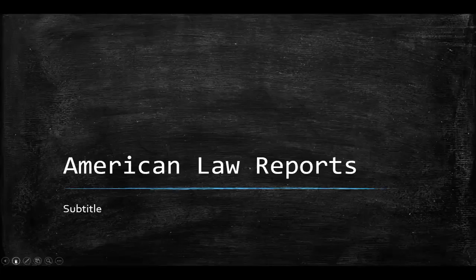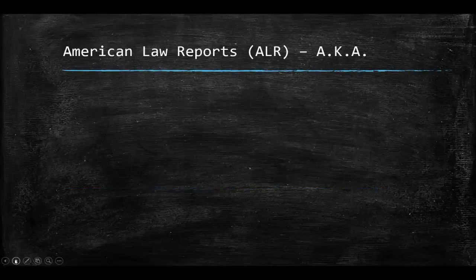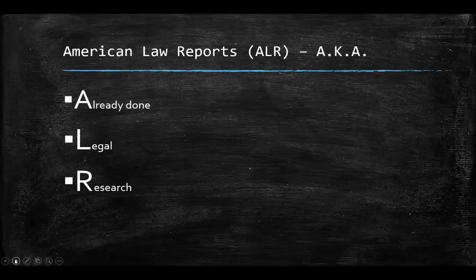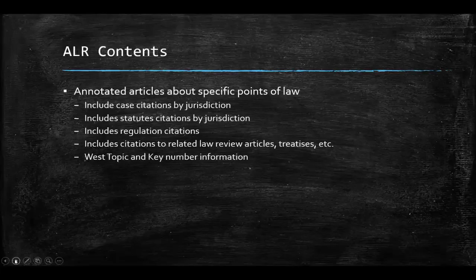American Law Reports are one of our favorite resources in the library. You'll also hear them referred to as ALR. We also like to refer to them as already done legal research, and that is because an ALR simply contains an article with really in-depth citations to other research resources. So you'll basically be able to find a lot of great content on a particular point of law by using an ALR as your starting point.